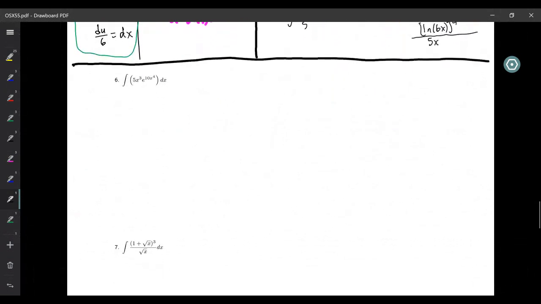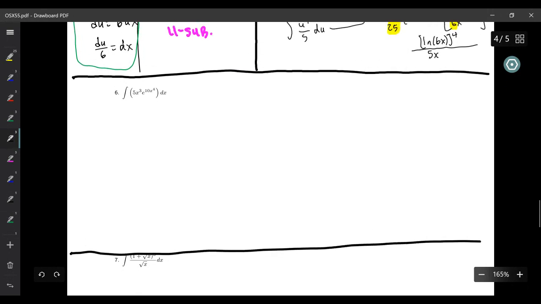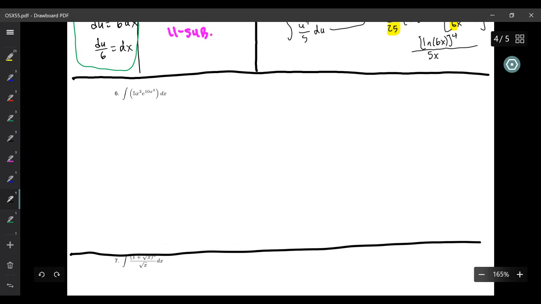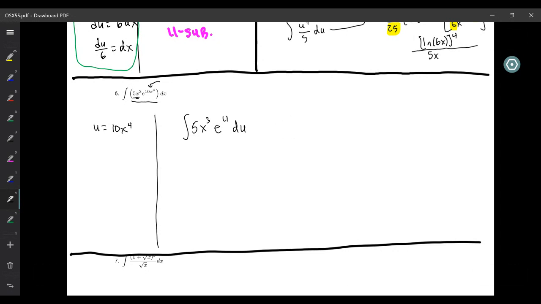All right. Next example here, we've got a function that has an exponential, and so there's one set of parentheses. We have this big one, which doesn't really help if you let that equal to u. But what we do have is also an exponent here, right? So we're going to let u equals 10x to the 4th. Right, when you take a derivative of the 4th power, you get a 3rd power, so it kind of sets it up nicely. All right, so if you let the exponent be your u, we get 5x cubed e to the u du.